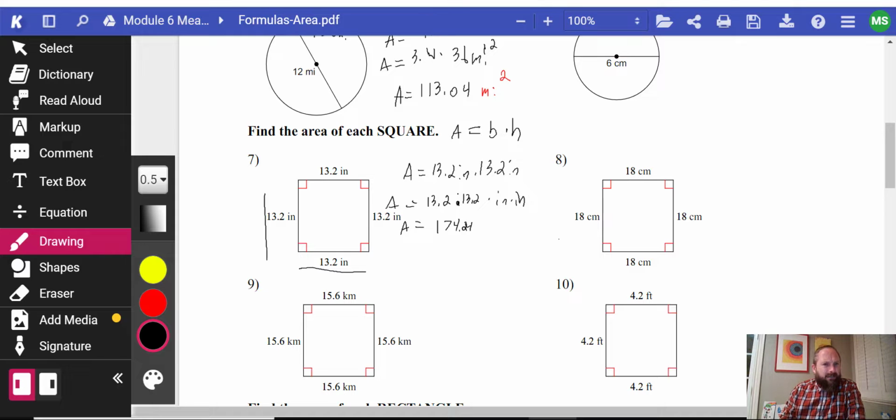And what's inches times inches? Or what's x times x? X squared, so inches times inches is inches squared. There you go. Let's just do one more and we'll be done.